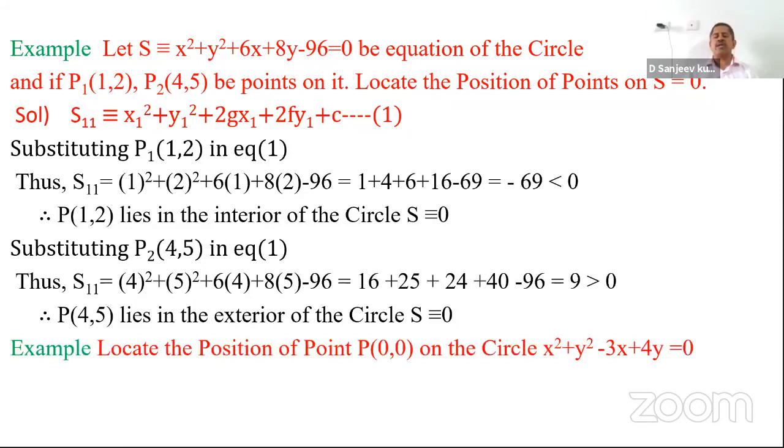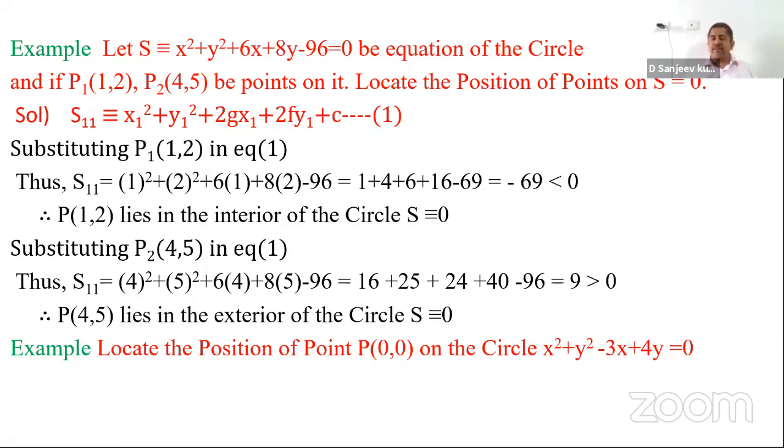Locate the position of the point (0, 0) on the circle. Now you observe the circle. What is the circle here? x square plus y square minus 3x plus 4y is equal to 0. Now, what is the specialty of this equation? What did you observe? There is an x square term, a y square term, an x term, and a y term. There is no constant.